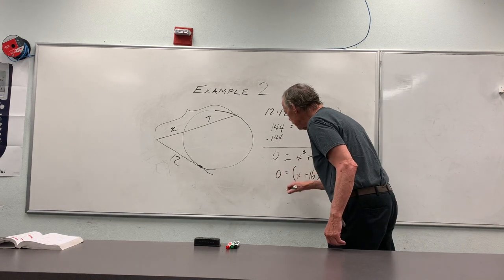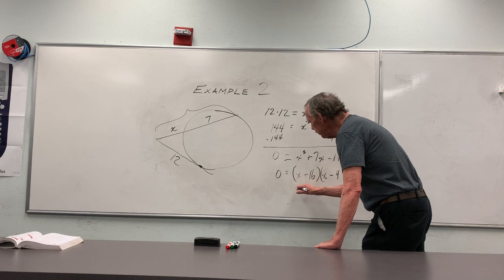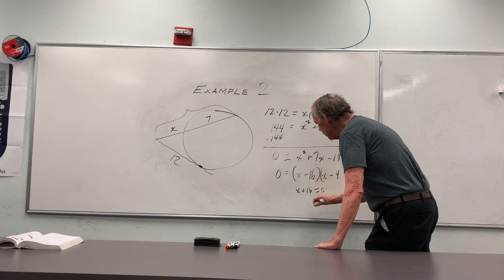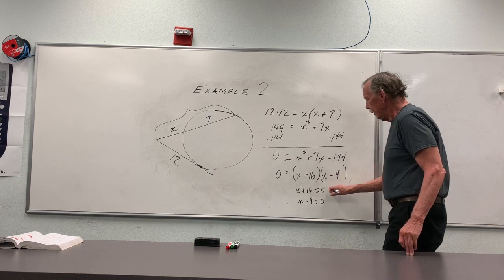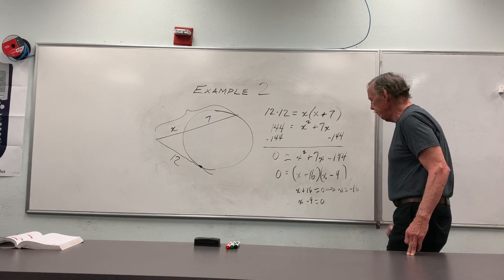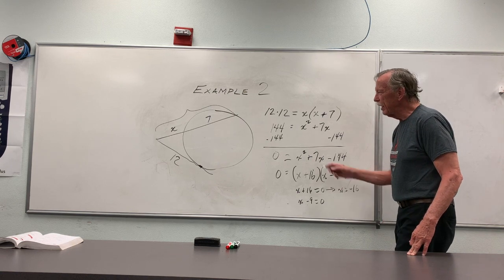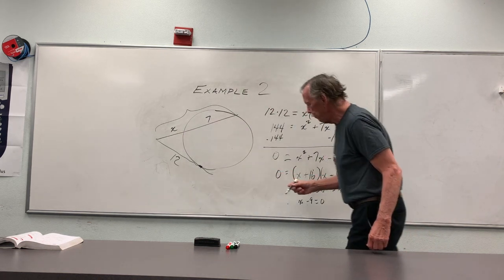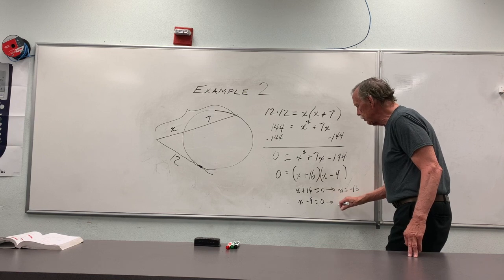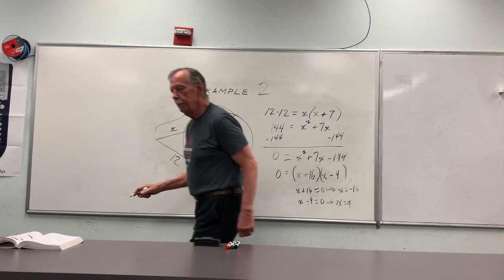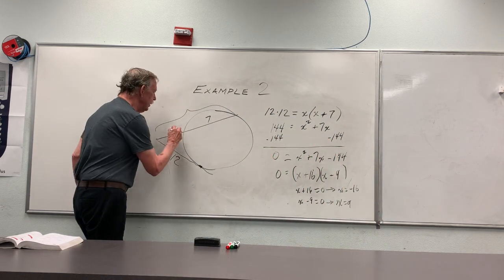Now, that tells me that either x plus 16 is 0 or x minus 9 is 0. This leads to x as minus 16. Now we can't use that solution because it just doesn't work in the drawing. We can't have a minus 16 here. This solution leads to x is 9. And we can use that. That's a legitimate solution here.